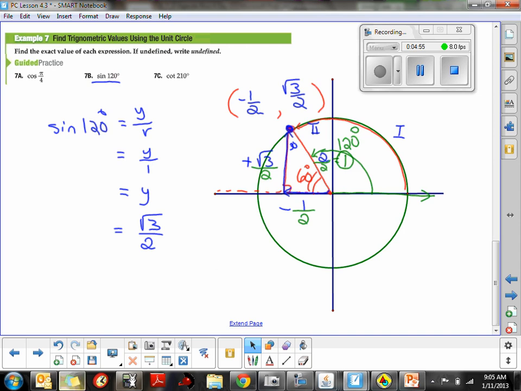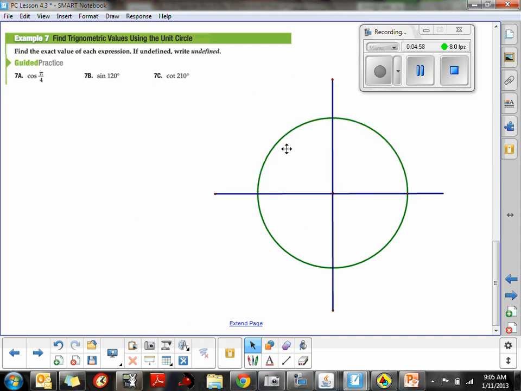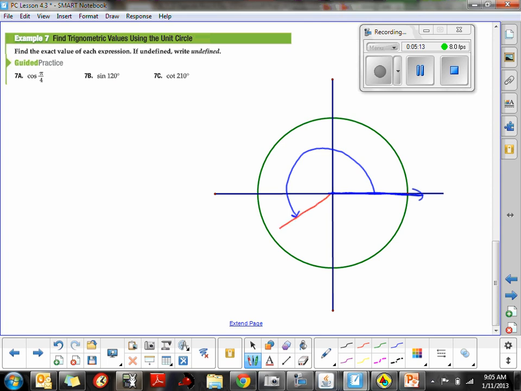Next example. We want the cotangent of 210 degrees. So the first thing I'm going to do, starting on the positive x-axis in standard position, rotate 210 degrees. So 210 degrees would put me approximately here. I want to make sure I get the terminal side located. That's going to put me at a point on the coordinate plane.